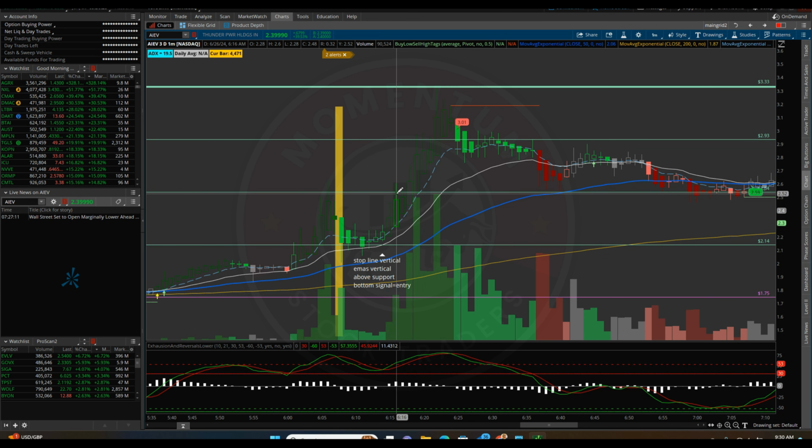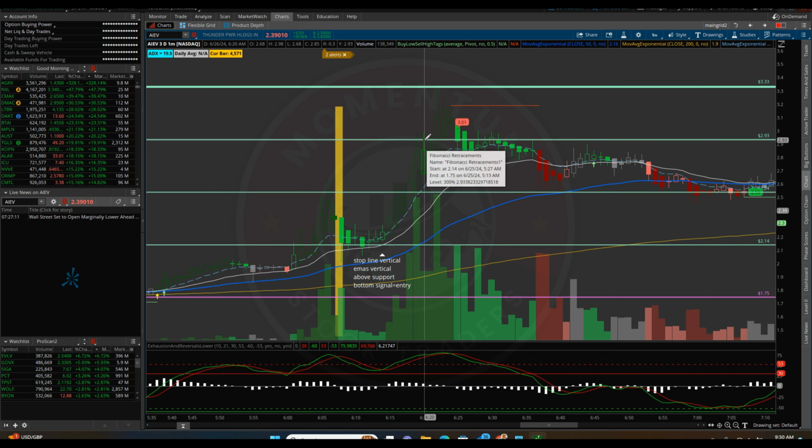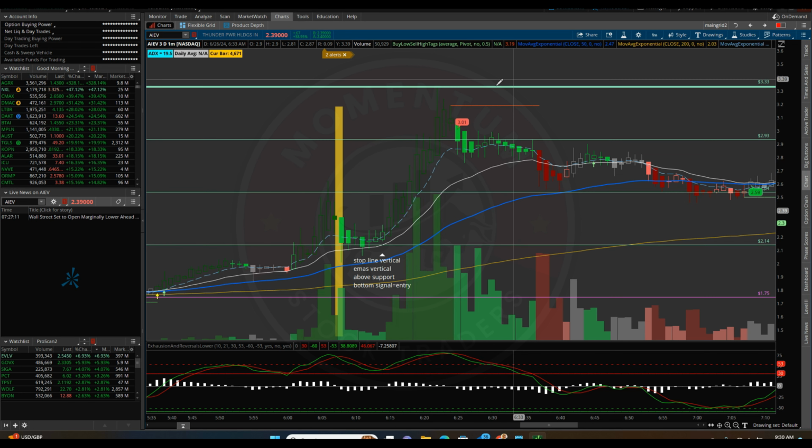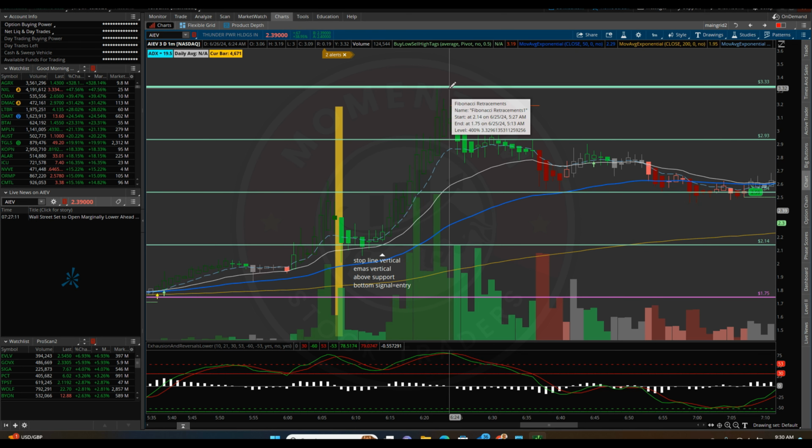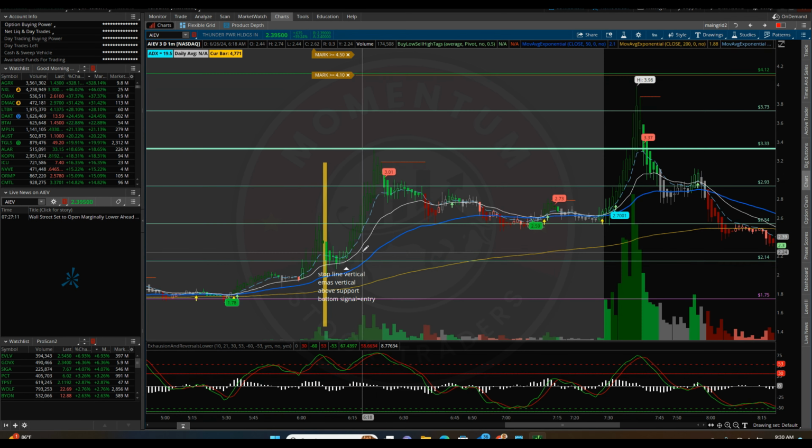I stayed with it through this previous level, this $2.54. And I was shooting for a $2.93 target. It actually made it to my thicker target of 3.33. I didn't get out there, I got out here. That was a good little trade.